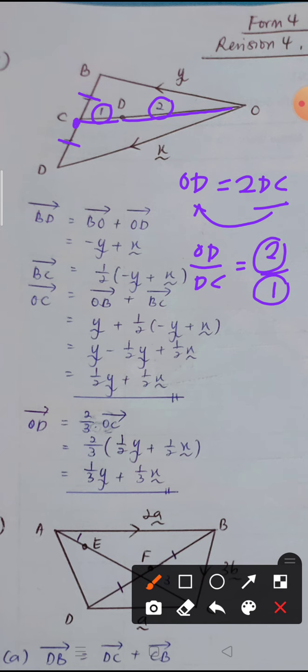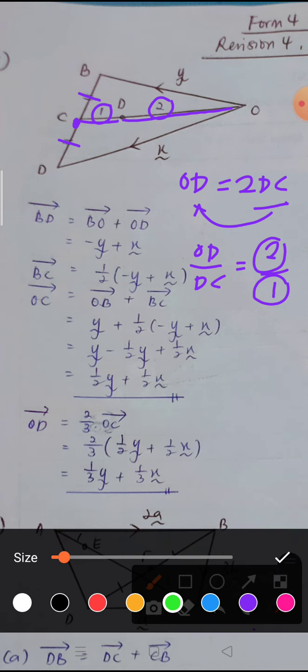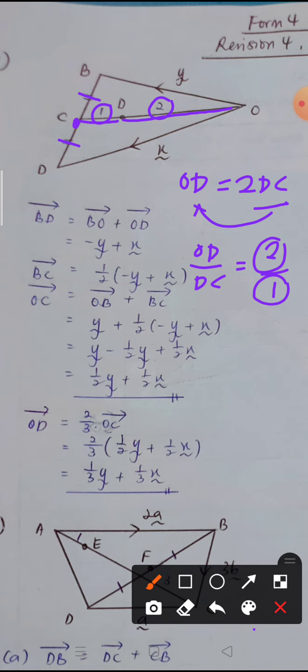Alright, and now we look at the question. Express vector OC and OD in terms of x and y. So we are going to find vector OC. So where is vector OC? Okay, vector OC is here, O to C. Remember, for vector, we should always put on the arrow to have the direction.